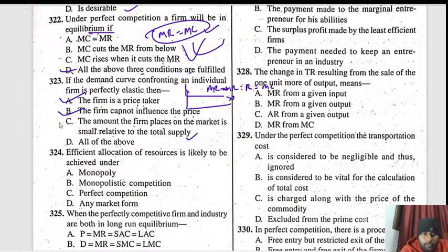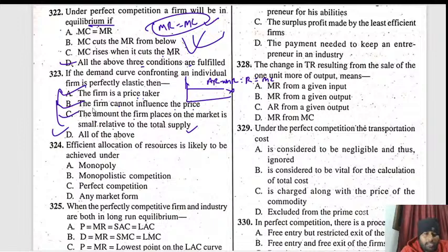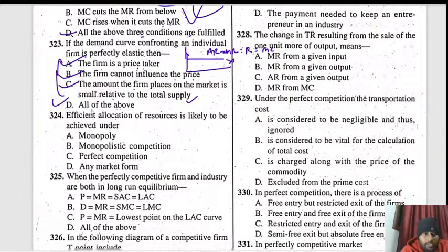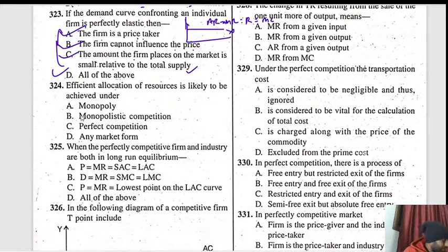So all three are correct. All of the above. Correct option will be D, because these are all the features of a perfect competition market. So here the correct option will be D. Question number 323, correct option is D only.